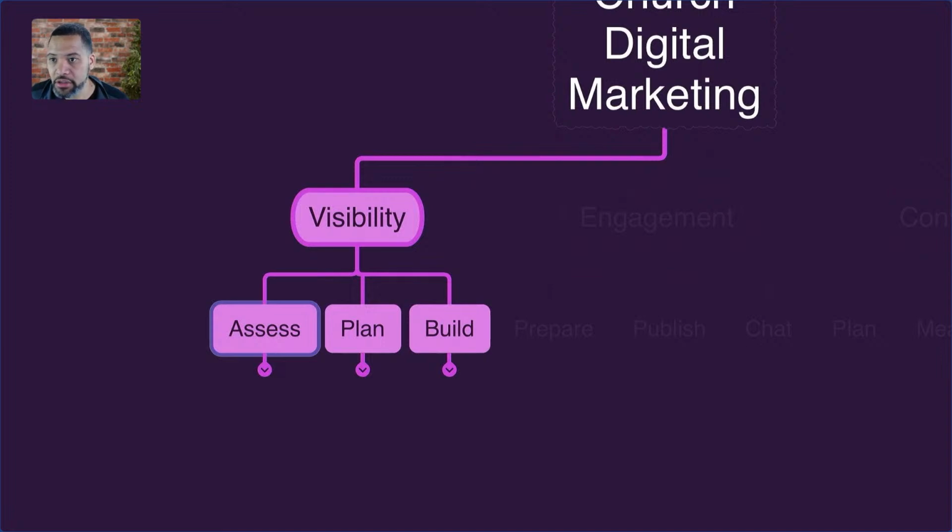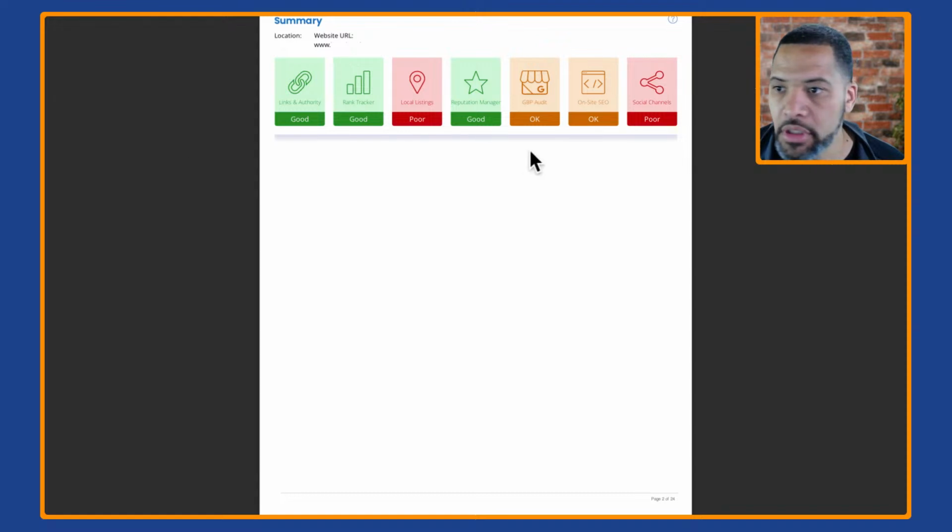If we go back to our report here, we will see that the visibility we need to fix is in the areas of our local listings and our social, right? So here's our plan of attack. Our plan of attack would be to attack all these local listings and also our social channels, right? And then go to Google Business Profile, claim that business profile, and then fix our SEO issues, right?